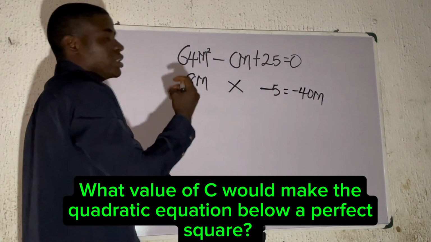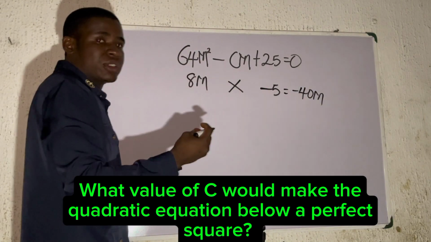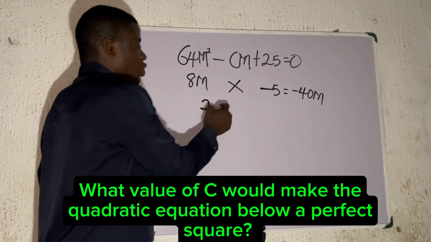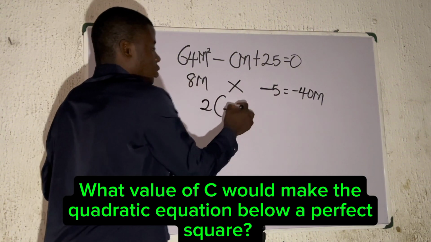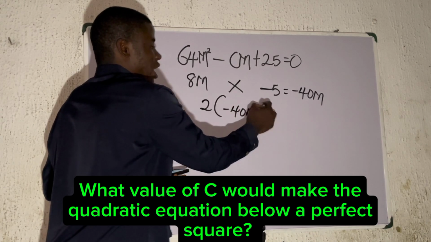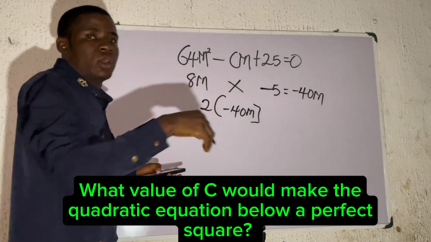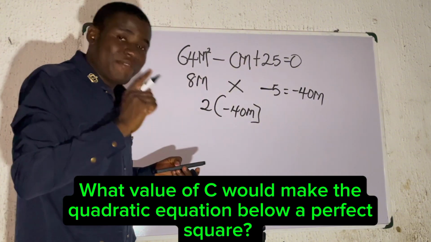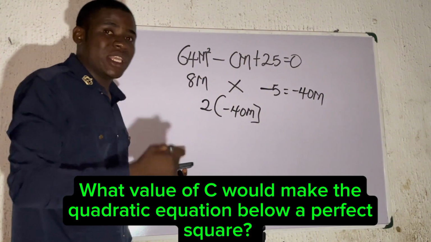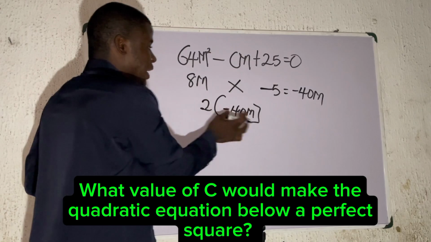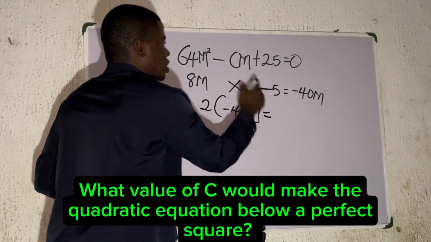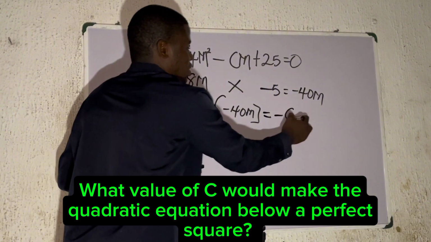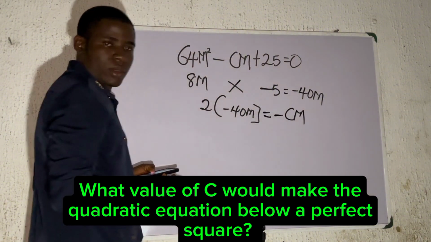Now, the second condition says 2 times the product of the square roots of the first and last terms. If I take 2 times the product, the product is minus 40m. It will give me the middle term. So 2 times this product will give me the middle term. And what's the middle term? The middle term here is minus cm. Does it make sense?